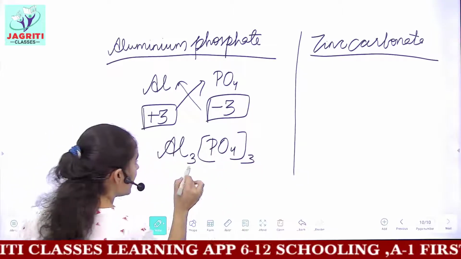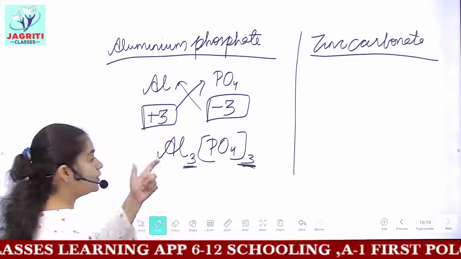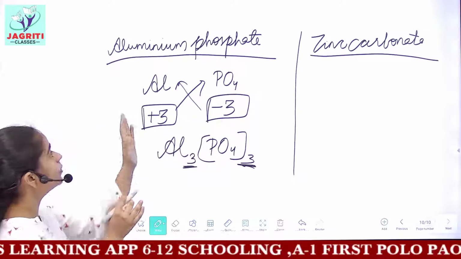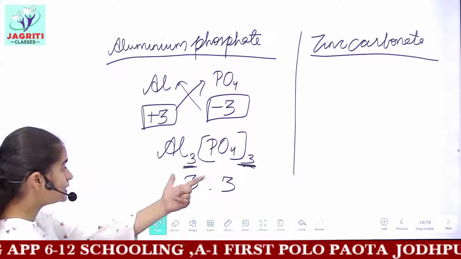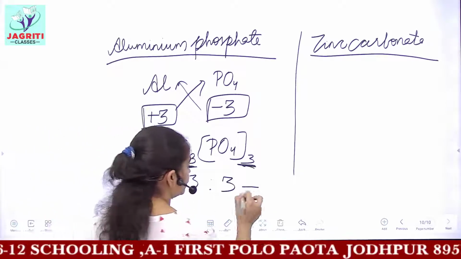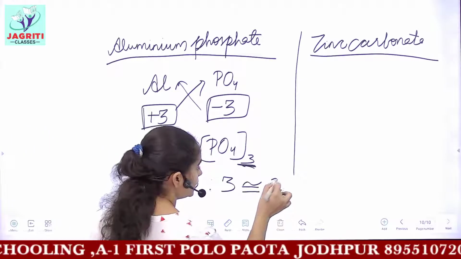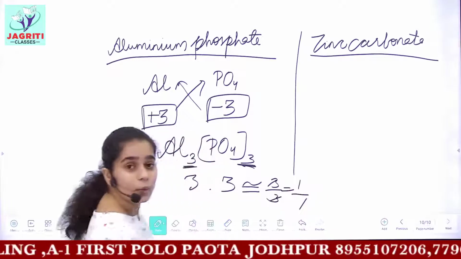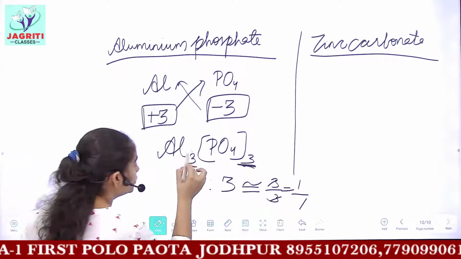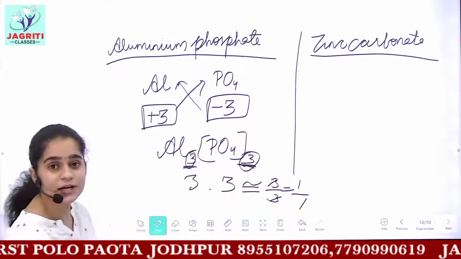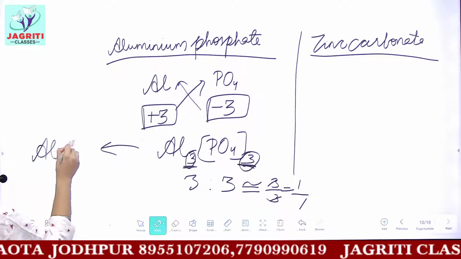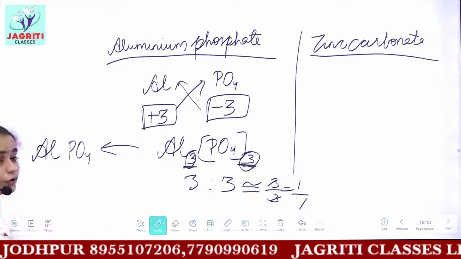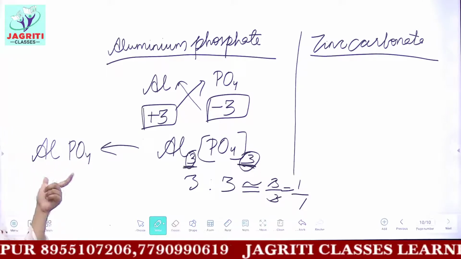But because we have the same number, that is aluminium and phosphate, to give aluminium phosphate are combining in the ratio 3:3. So this ratio can be simplified, and 3/3 is equal to what? 1/1. So there is no need to include these as the subscript. So the formula would be what? It would be AlPO4. This would be the formula of aluminium phosphate.